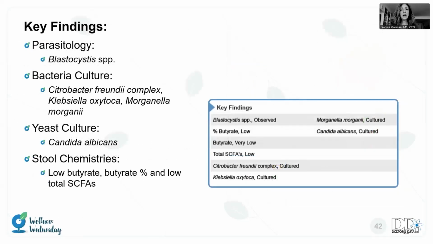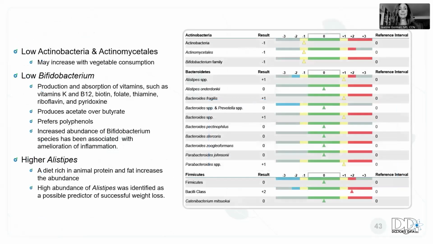So within these key findings, we will give you treatment options for blastocystis. We talked about the butyrate and the total short chains and how to address those. We will give you treatment options to address the overgrowth of Citrobacter, Klebsiella, Morganella, and Candida albicans later on. This then is the walkthrough of her details.